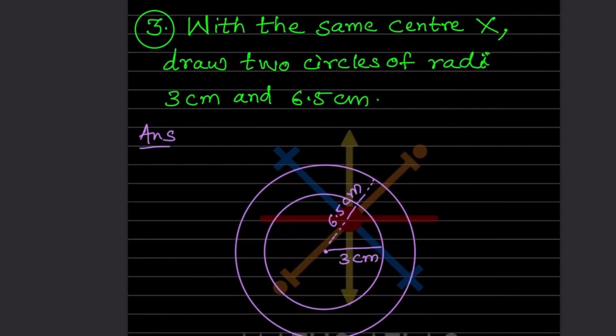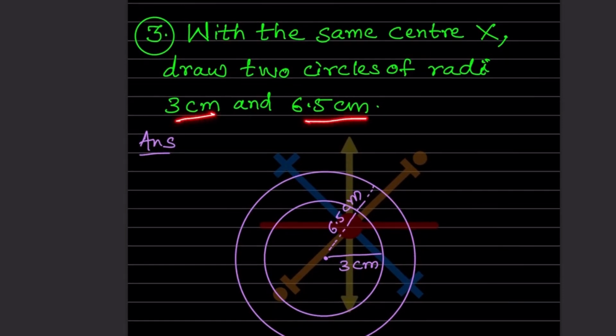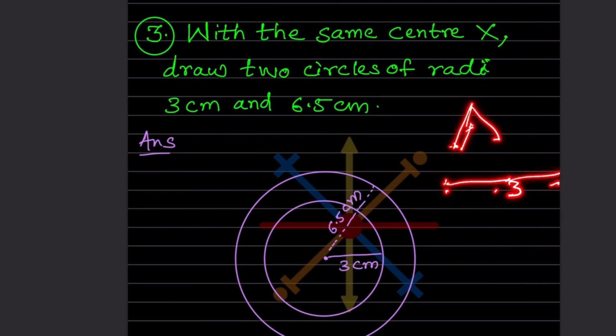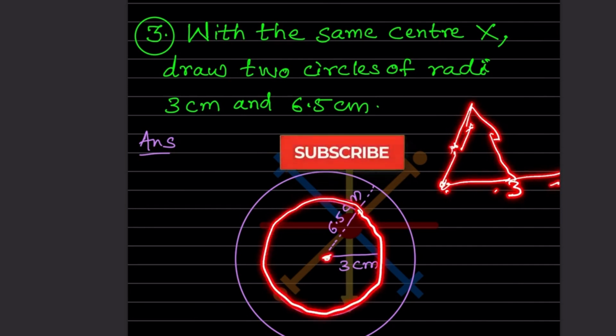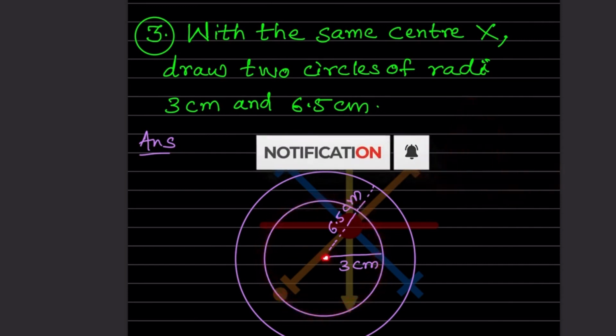With the same center X, draw two circles of radii 3 centimeter and 6.5 centimeter. So now you are going to take in the compass first the 3 centimeter. This is the compass, and suppose this is the scale here, 3 centimeter. You will put one point over here and the other point over here, and first you will draw a circle of 3 centimeter. Taking this point, you will put it over here and draw a circle.